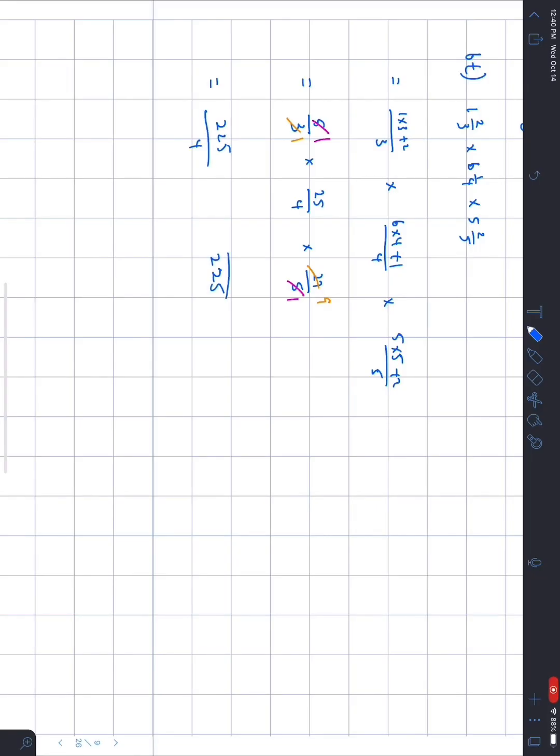Now we can do a long division. 4 times 5 is 20. 4 times 6 is 24. And we get 56 and 1 over 4 as the final answer. 56 and 1 over 4.